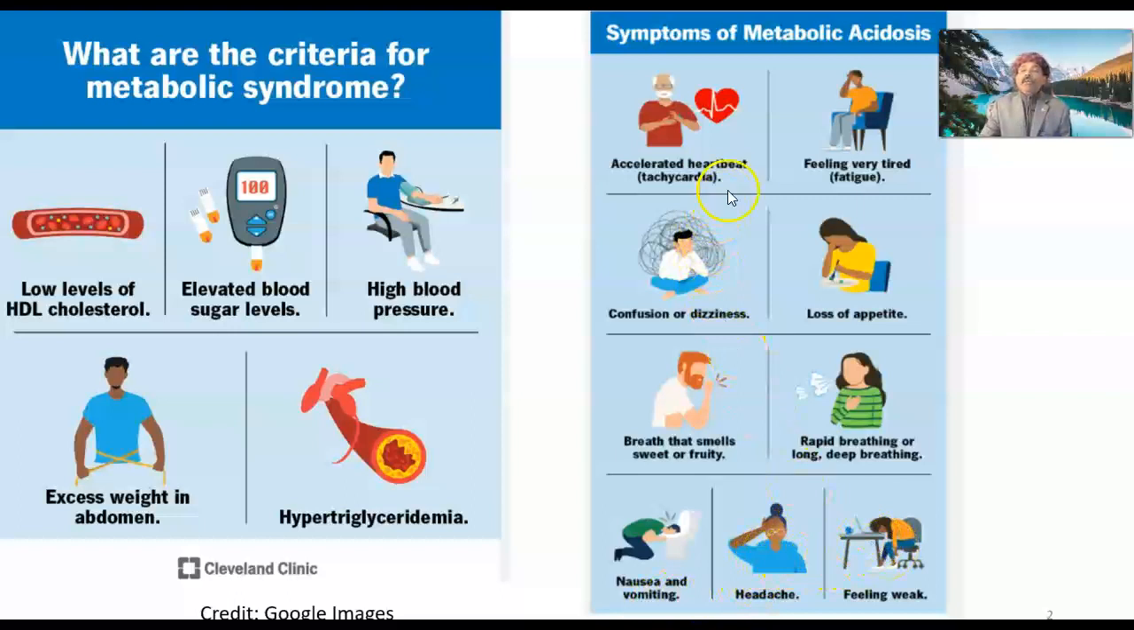So these are the common symptoms of metabolic syndrome. There is metabolic acidosis happen in this person because of the excessive presence of keto acid.